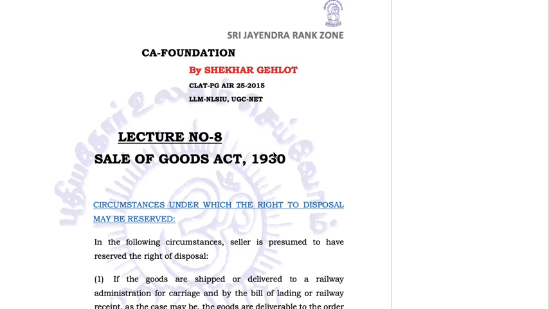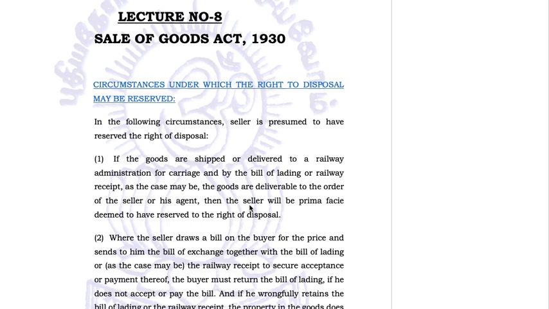In this series on the Sale of Goods Act, we are discussing the Act in parts, and this forms a crucial part of the syllabus for CA aspirants. Those who want to become a CA have to clear the CA Foundation course, and this is one of those important Acts that is very much asked in the exam conducted by ICAI twice annually. Now in this chapter we'll commence with the circumstances under which the right of disposal may be reserved.